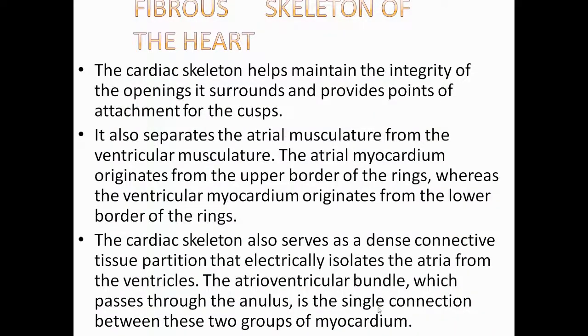The cardiac skeleton helps maintain the integrity of the openings it surrounds and provides points of attachment for the cusps. It also separates the atrial musculature from the ventricular musculature. The atrial myocardium originates from the upper border of the ring, whereas the ventricular myocardium originates from the lower border of the ring. The cardiac skeleton also serves as a dense connective tissue partition that electrically isolates the atria from the ventricles. The atrioventricular bundle, which passes through the annulus, is the single connection between these two groups of myocardium.